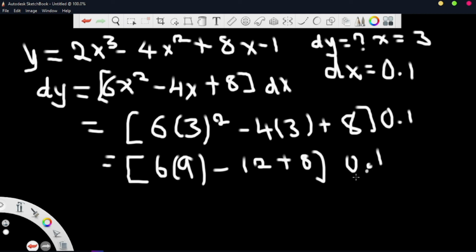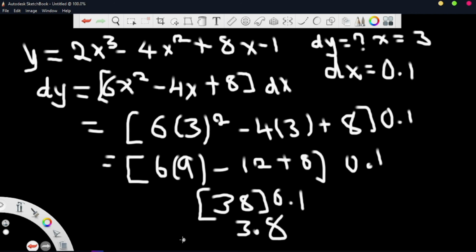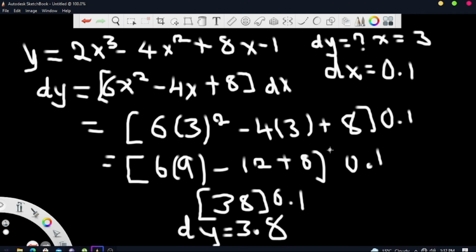Once we evaluate what is in the brackets, we're going to get 38. And then remember that our 38 is being multiplied by 0.1. So hence our answer will be 3.8 as our value of dy. So this is how we go about such questions.